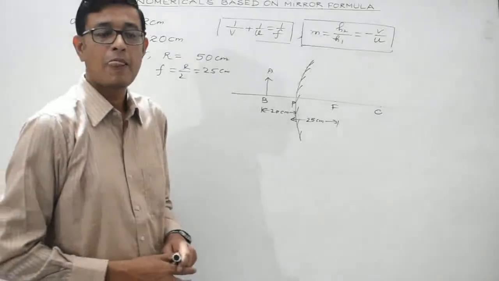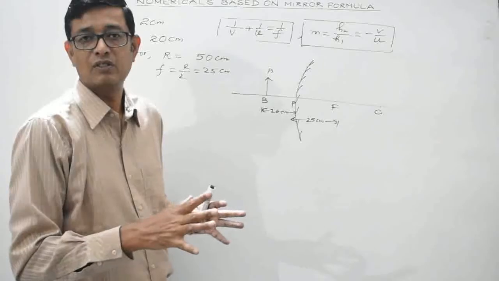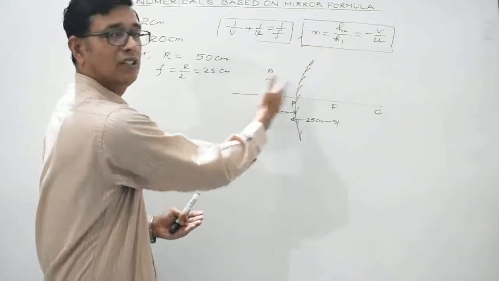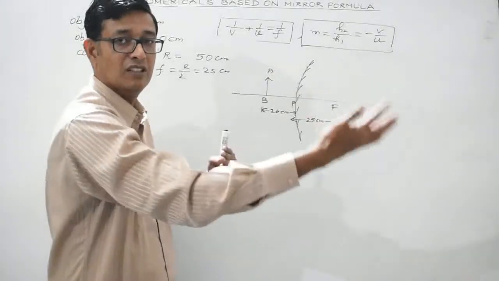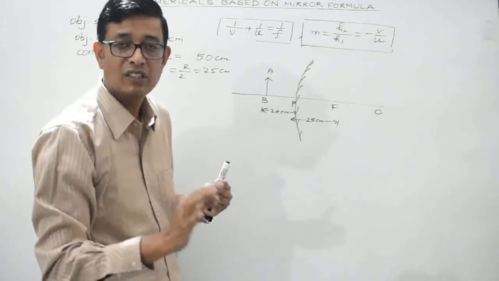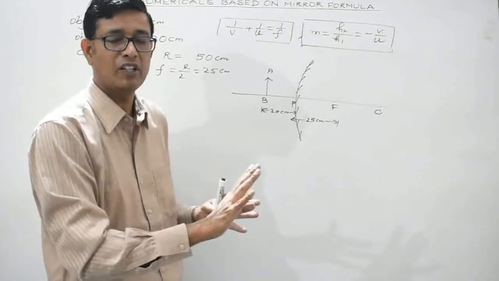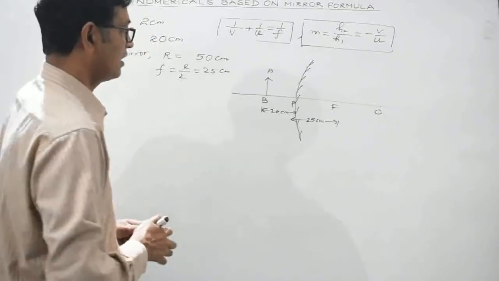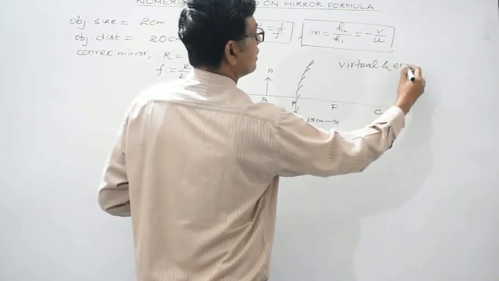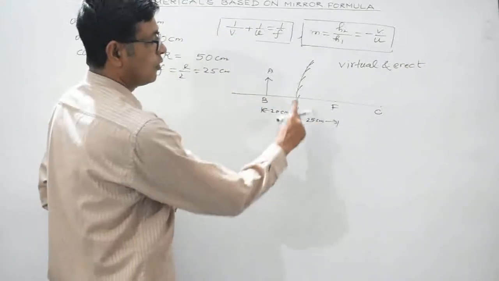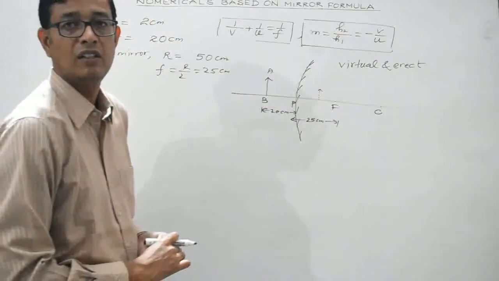Now look students, in case of a convex mirror, the image is always obtained behind the mirror, wherever might be the position of the object. So the image is always virtual and erect. The nature of the image we are already aware of: in case of a convex mirror, it is always virtual and erect. And it is always formed between P and F. Over here, the image will be formed, right?